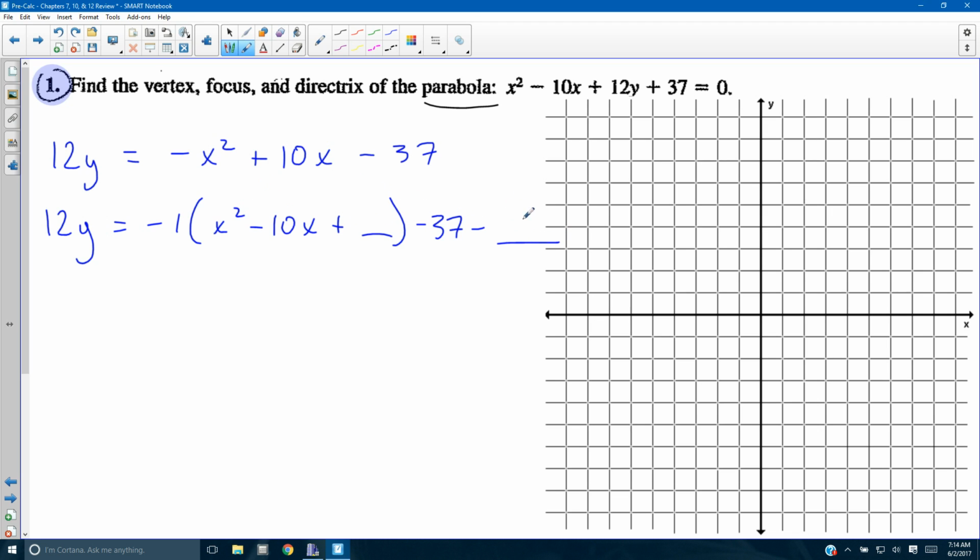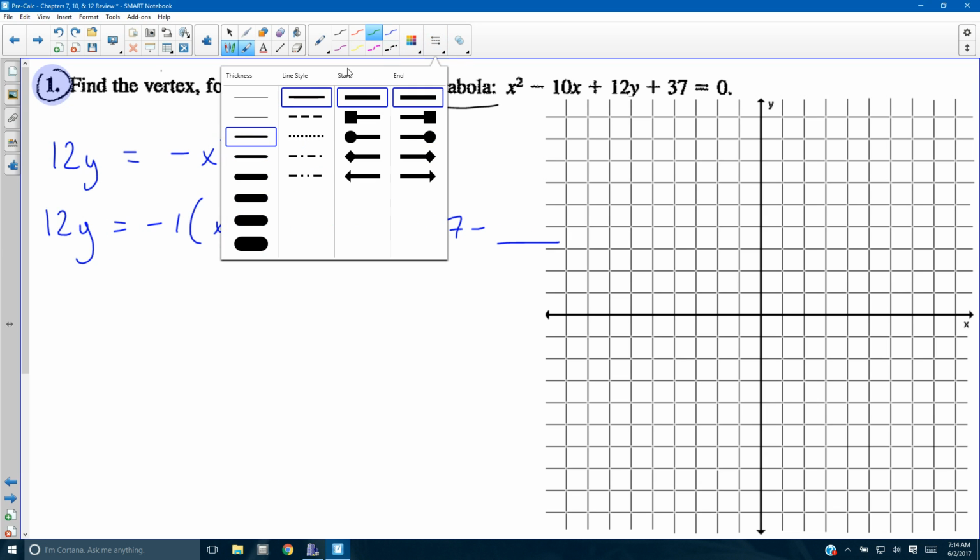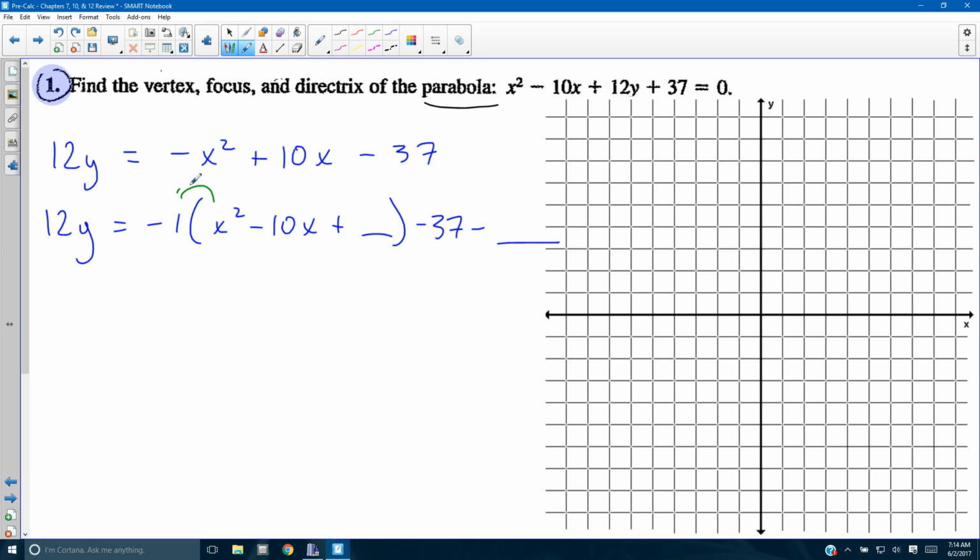Whatever I add here, I will also subtract here because I'm on the same side of the equation. But also note that a negative 1 is multiplying these three things, so whatever I add here, I subtract times negative 1. What's that number going to be? I take negative 10, divide it by 2, that's negative 5. Negative 5 quantity squared is 25. This gives me a perfect square trinomial in here, and here I'm going to subtract 25 times negative 1.